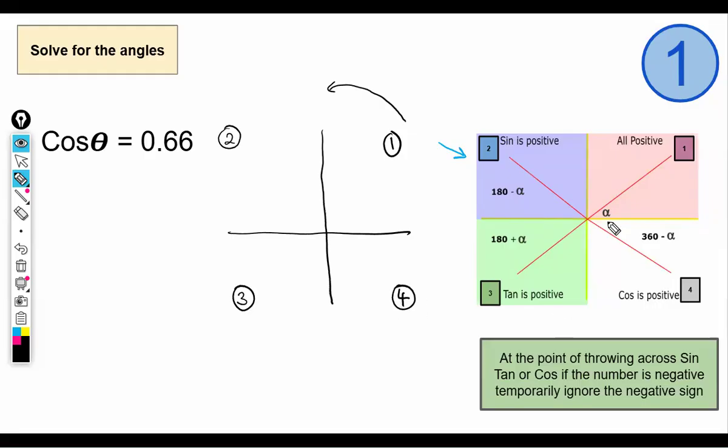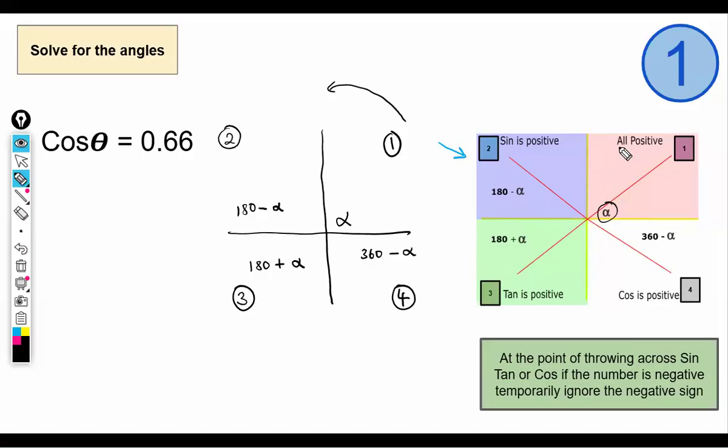You will notice that in section 1, the formula over here is alpha. The formula in section 2 is 180 minus alpha. Obviously, you don't know what these things mean as yet. In section 3, the formula is 180 plus alpha. And in section 4, you see the formula 360 minus alpha.